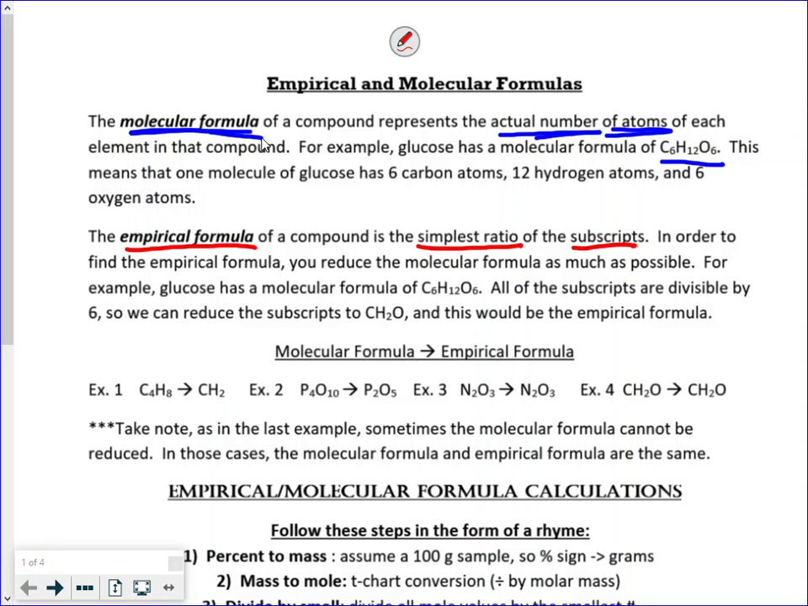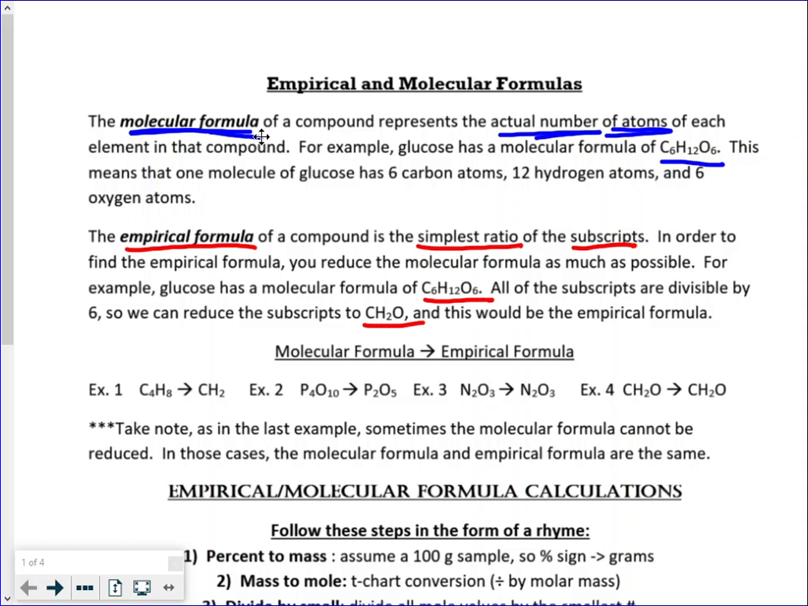So here, if I'm looking at glucose, just like before, C6H12O6, as you can see, they all have a factor of 6 in there. So you could reduce it, divide everything by 6, and you end up with CH2O, okay, as the empirical formula for glucose. So you would use that common factor and reduce it to its lowest ratio.